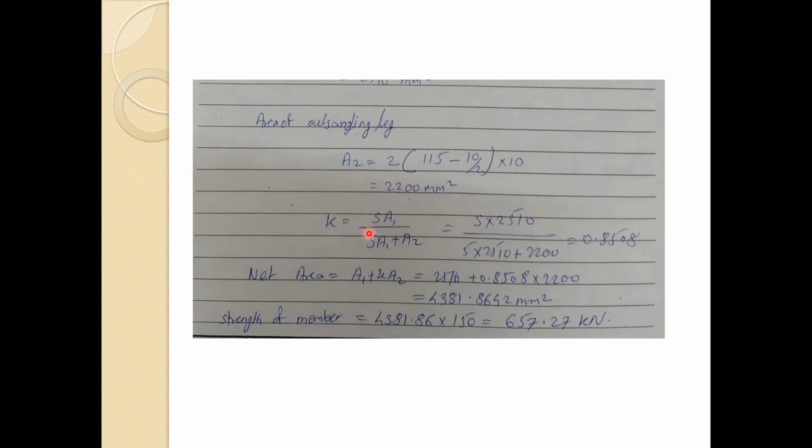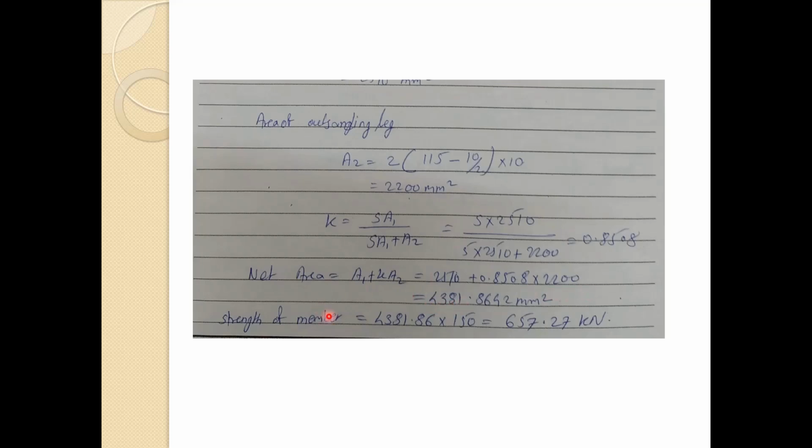We know the formula for angles connected back to back on the same side of the gusset plate: A1 plus K A2. For finding K, we have the formula 5A1 divided by 5A1 plus A2, where A1 and A2 are the areas of both legs. We get the value of K as 0.85. So the net area is A1 plus K A2.